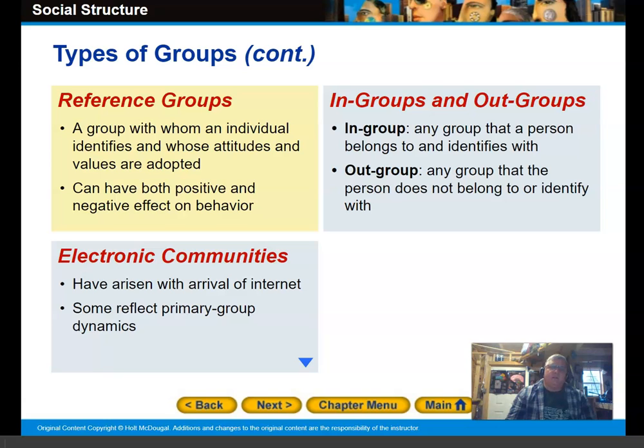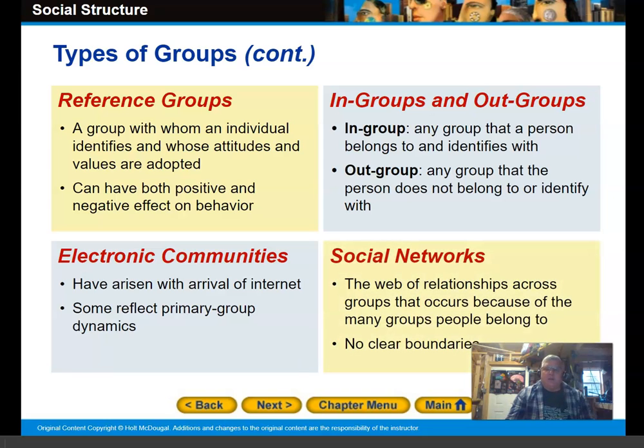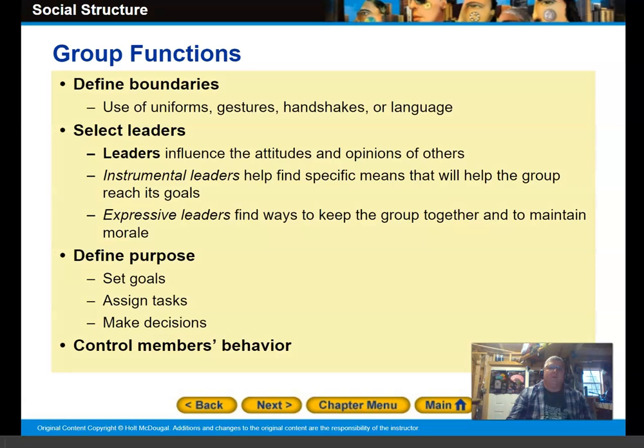Electronic communities have arisen with the arrival of the internet. Some reflect primary group dynamics. Social networks are the web of relationships across groups that occurs because of the many groups people belong to. There are no clear boundaries.